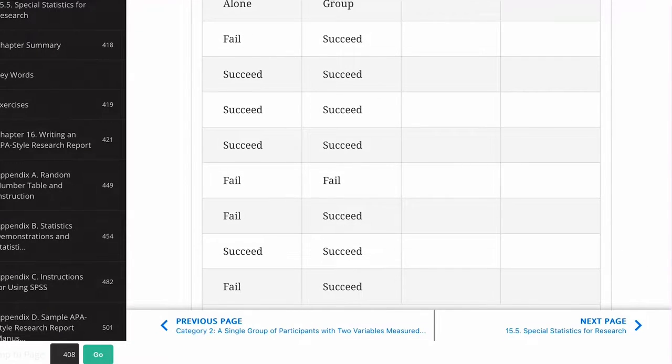This data set is where it is all nominal. So this is success or failure. They either succeeded or they failed on a task. And the 2 groups are, did they work alone or did they work in a group?